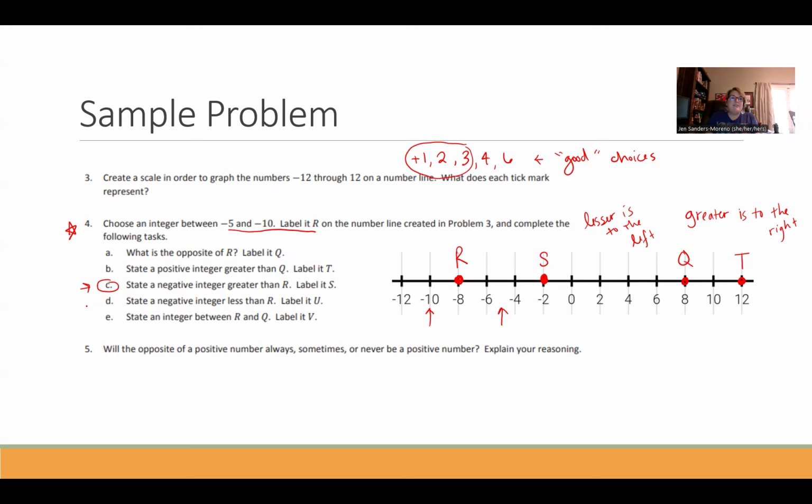Okay. So now let's try that one more time. State a negative integer less than R. So I want something less than R, a negative integer less than R.